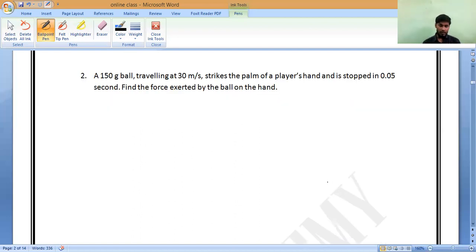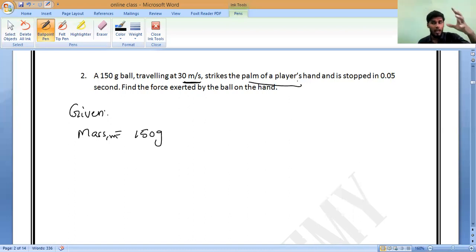Anybody? Speak all of you. Manya and Samya, tell me. Mass is equal to 150 gram. Given. Communicate. Mass equals how much? 150 grams. Next. Traveling at the speed. Speed equals how much? 30 meter per second. Strikes the palm of a player.